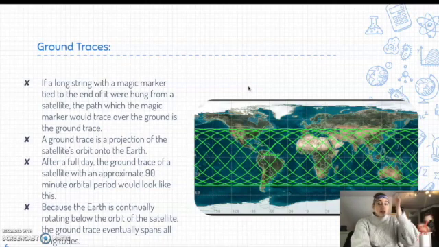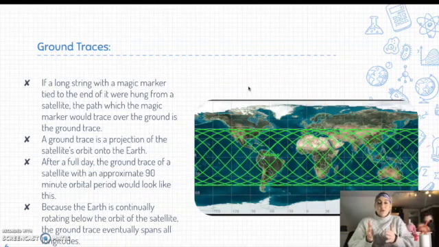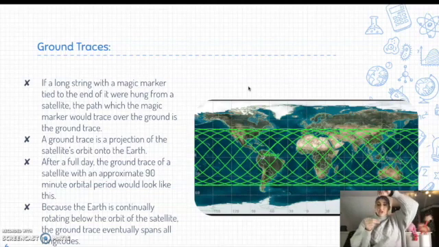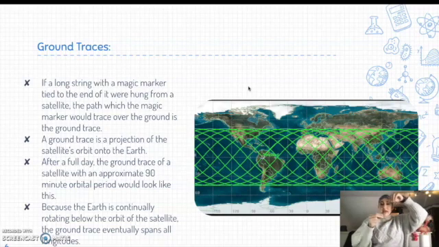So with that inclination in mind, we're now going to take a pause. We're going to talk about ground traces. So think of a ground trace as if we have a marker hanging off of the satellite and it's touching the Earth's surface. And as the satellite moves about its orbit, it's drawing lines on the Earth's surface. Now, while that would be quite messy, it looks something like what you see in the image to the right.